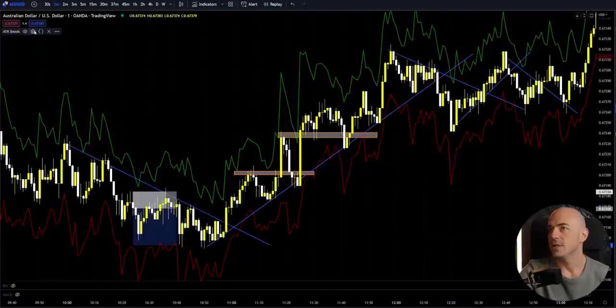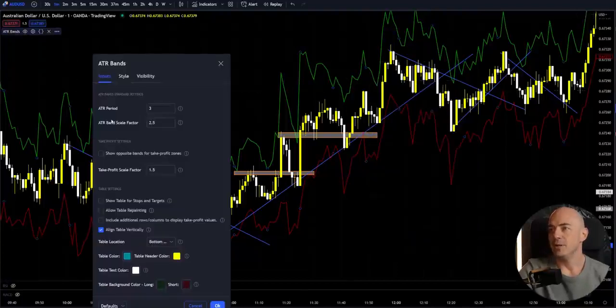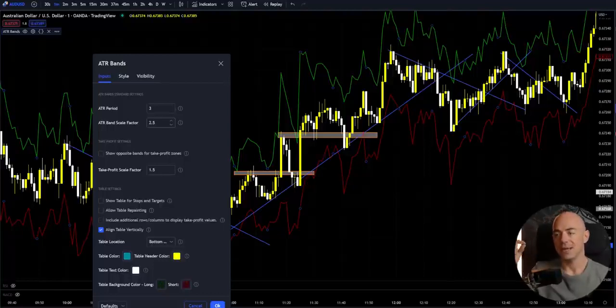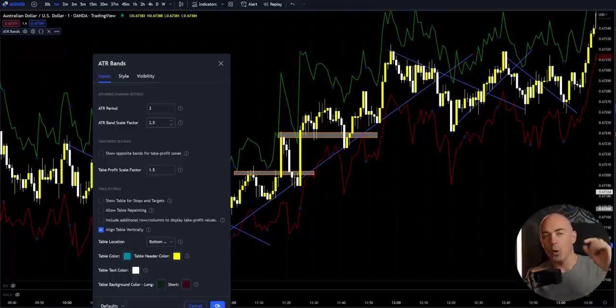Now, what I want you to do is adjust the settings a little bit. In the inputs, I want you to change the ATR band scale factor. ATR stands for average true range. So in any given time of day, there's an average range that price will most likely move within that small section or that small candle. I find it best to set your ATR bands at 1.5, meaning 1 is the actual average true range and 1.5 is 1.5 times that average true range.